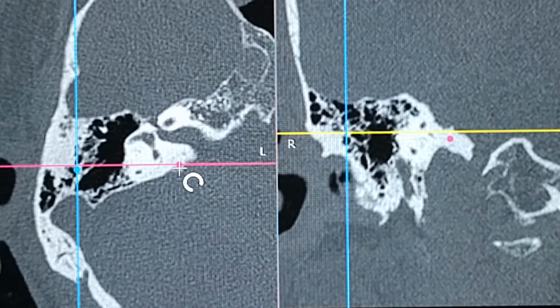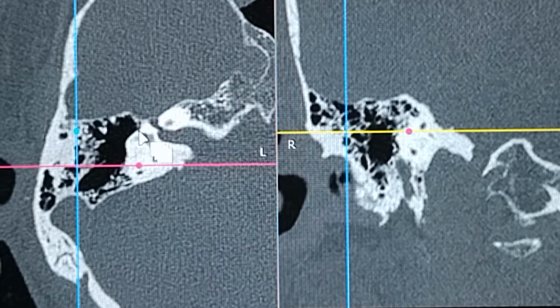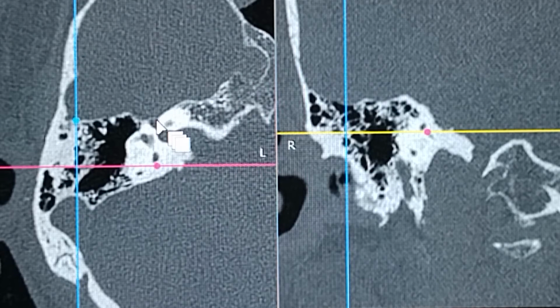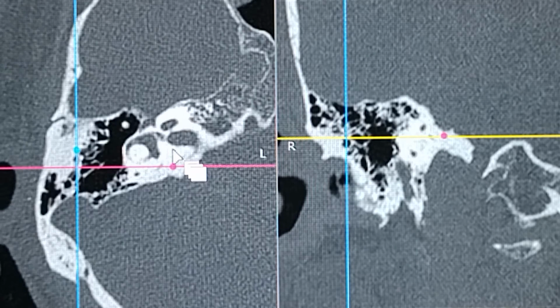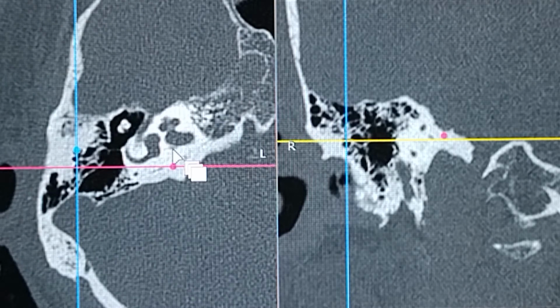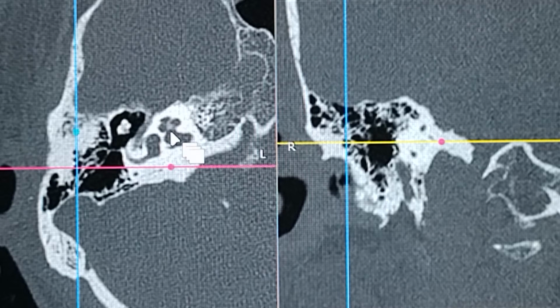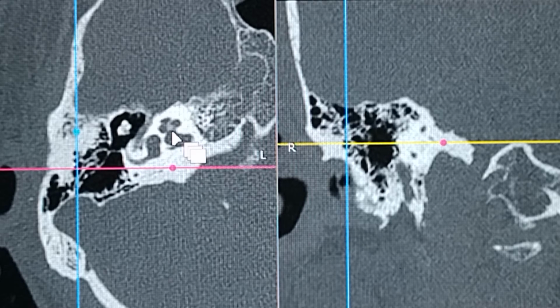If I keep on going above, this is a proper IAC, and this is the level of the facial nerve right there. But we are too superior right now because we are seeing the facial nerve here. That's the geniculate ganglion. So let me go a little below, a little inferior. Now I can see the cochlea over here, and that aperture is nothing but the passage of the cochlear nerve. So this is the level of the cochlear nerve. That's the 8th cranial nerve.